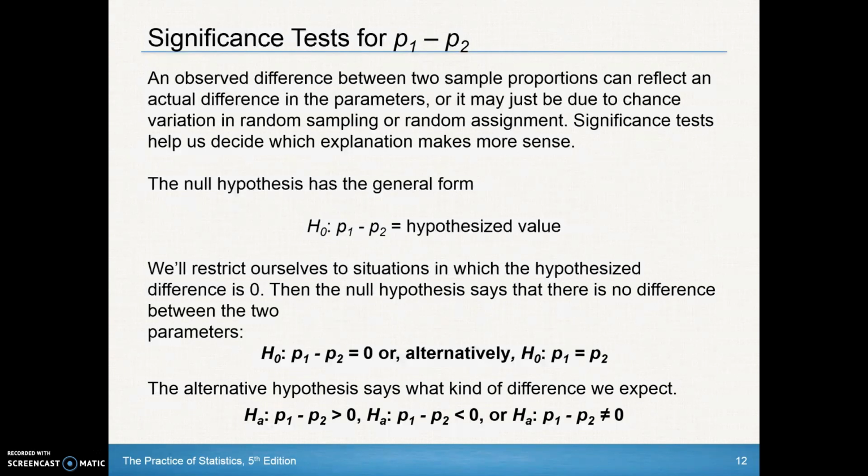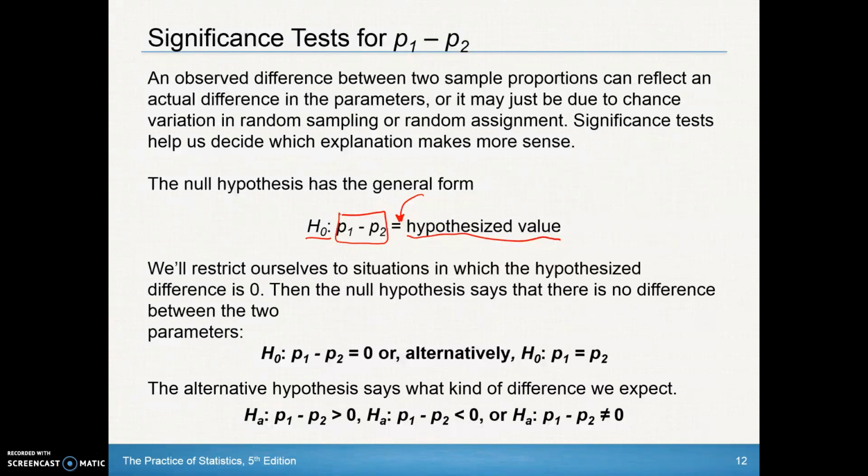So our null hypothesis, again, has to have some form of equality in it. What we want to do is find the null hypothesis of the difference between those two proportions. And again, the null hypothesis has to have some form of equality in it, and there'll be that hypothesized value over here.